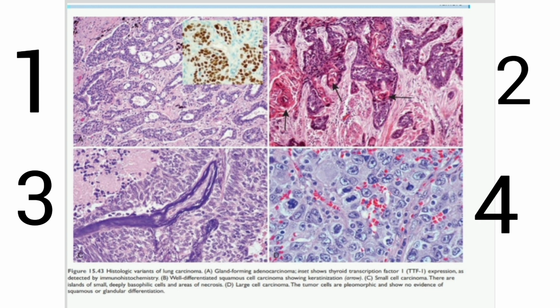The first picture shows the adenocarcinoma where you can see gland formation. Second picture shows the well differentiated squamous cell carcinoma. You can appreciate keratin. Third picture shows the small cell carcinoma. And the fourth picture shows large cell carcinoma. This picture I have taken from Robbins. Please study this picture very carefully. In the inset of the first picture, you can see a positive immunohistochemical marker in this picture.